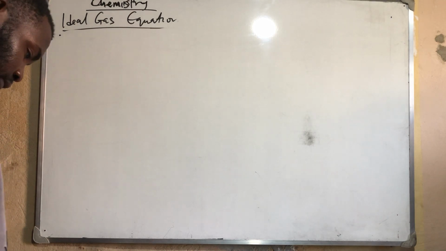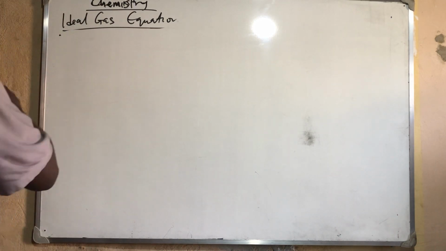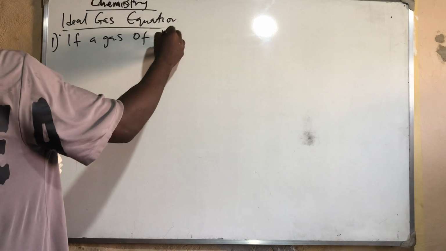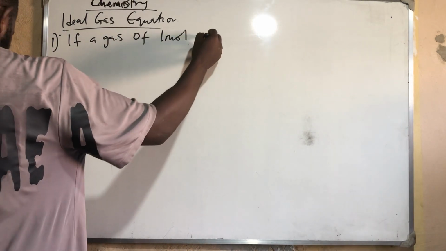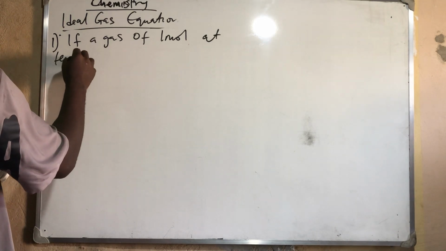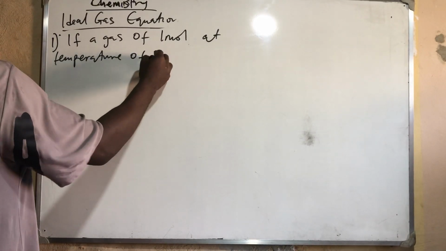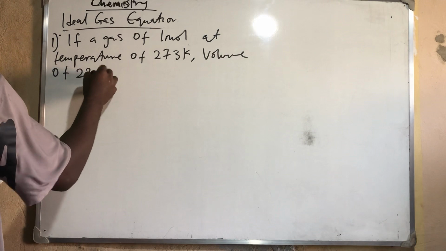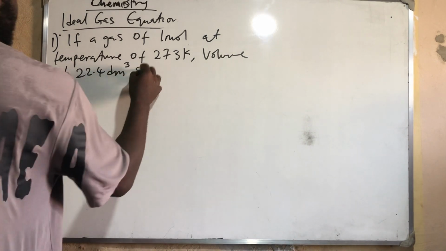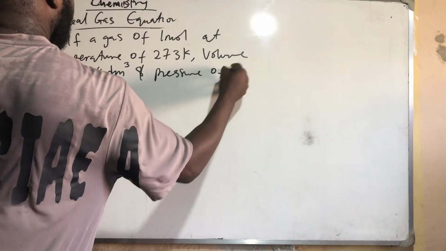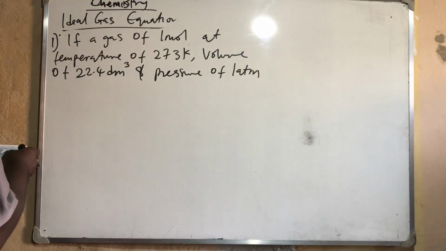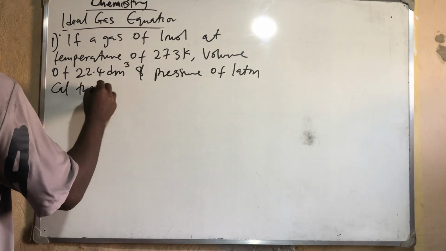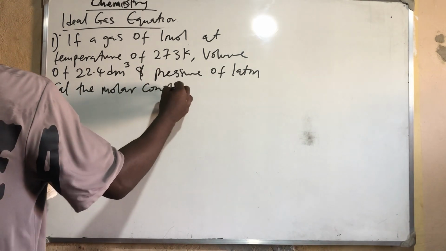So the first question here is the one I've already solved. It said, if a gas of 1 mole at a temperature of 273 Kelvin, volume of 22.4 dm cube, and pressure of 1 atm, calculate the molar constant.